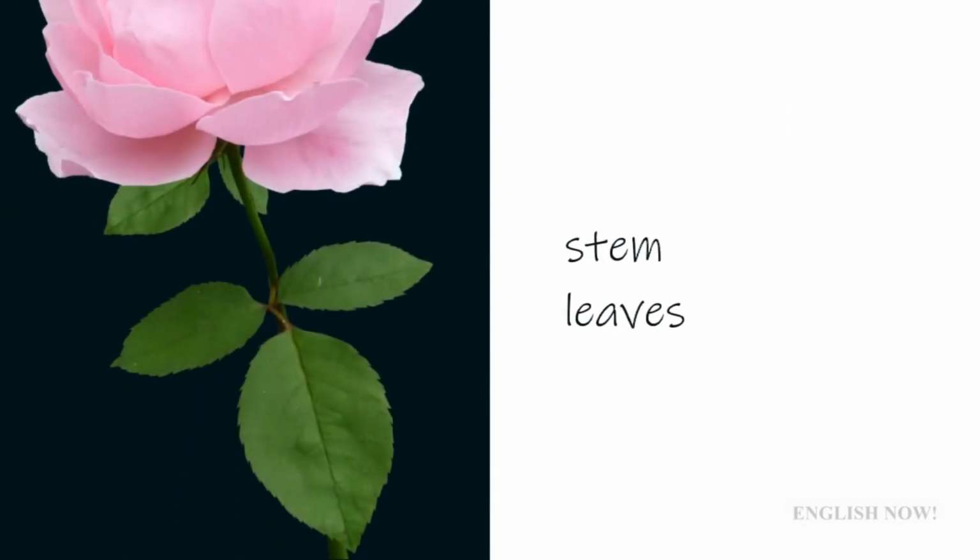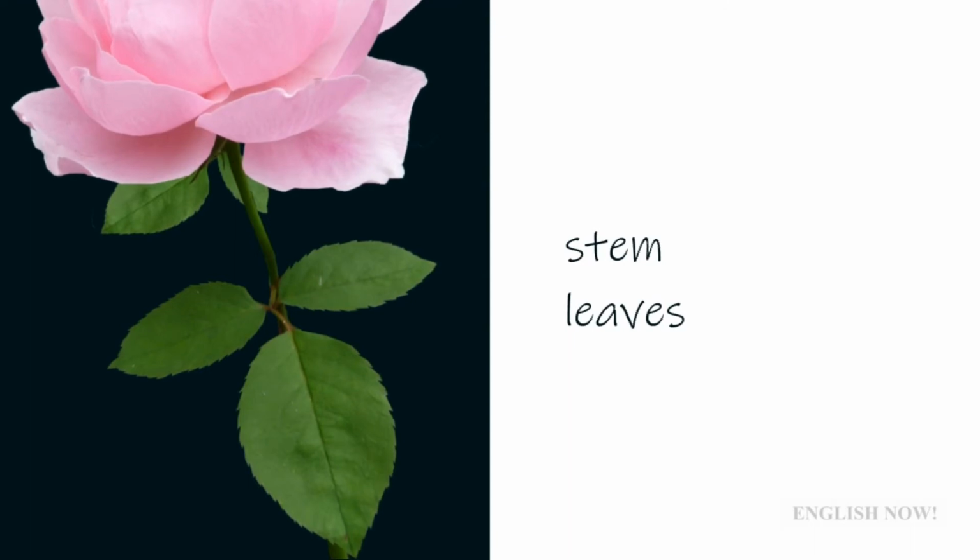Stem. Stem is the long, thin part of a flower. Also here we can see leaves coming off to the side of the stem and petals on the top.